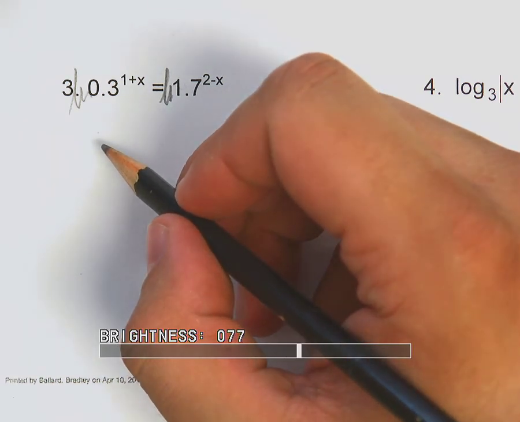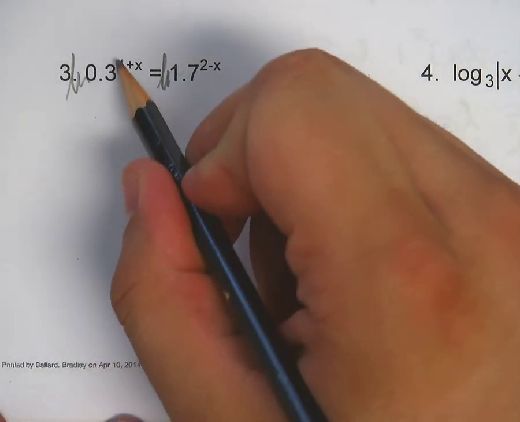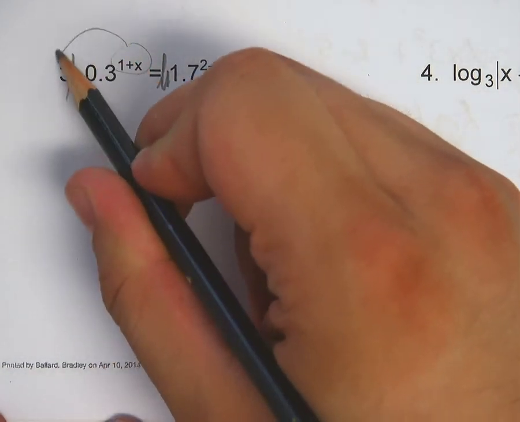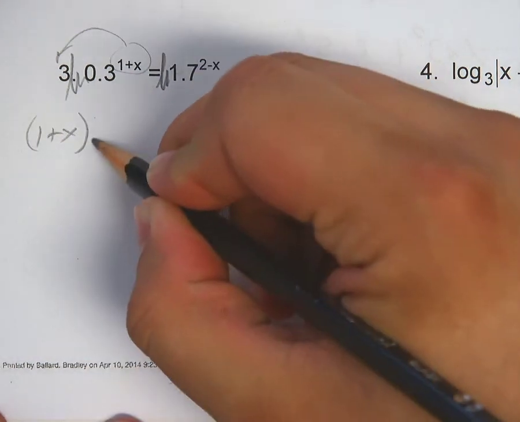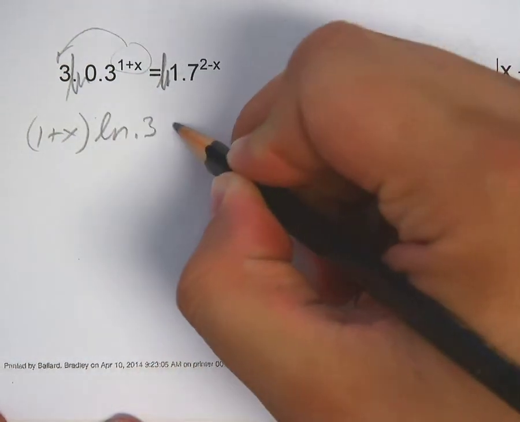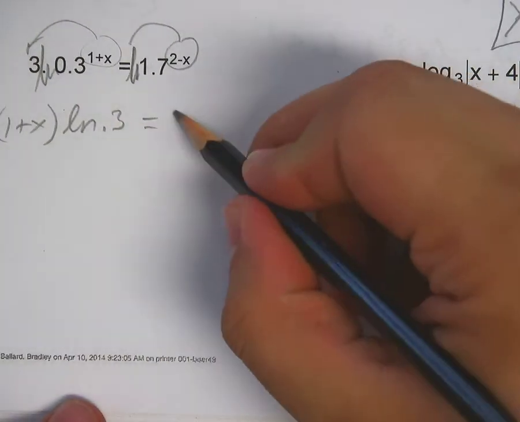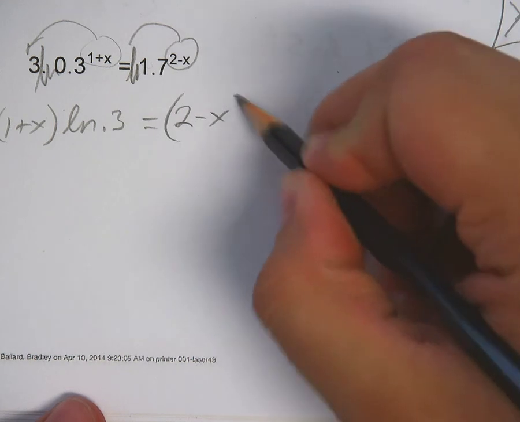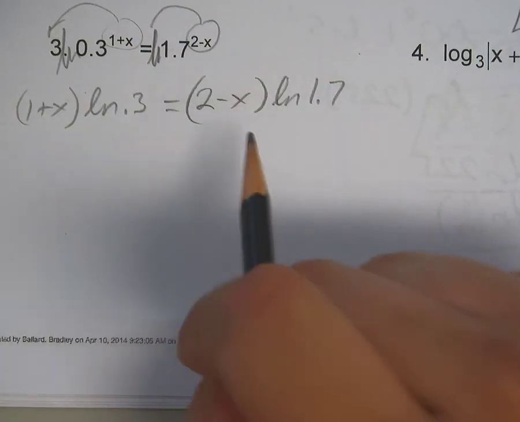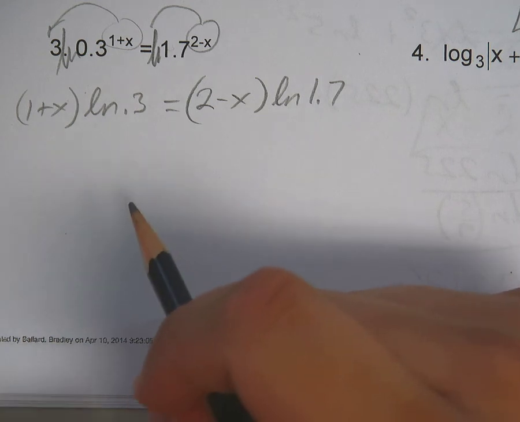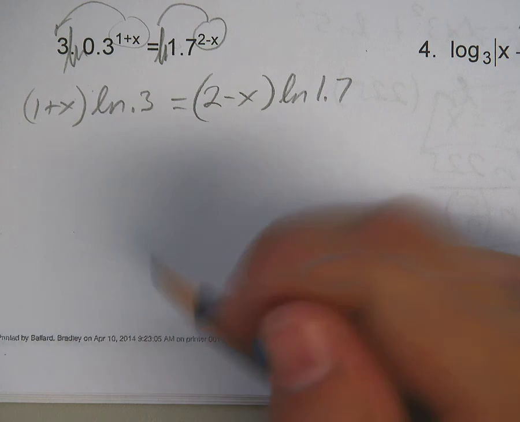What I'm going to do is use the properties of logarithms. So this exponent can now be dropped down to the front. So it'll be (1 plus x) natural log of 0.3 equals, this exponent drops down here, (2 minus x) natural log of 1.7. So again, make sure you keep those in parentheses, all right? We have an exponent with multiple terms, got to keep it in parentheses.